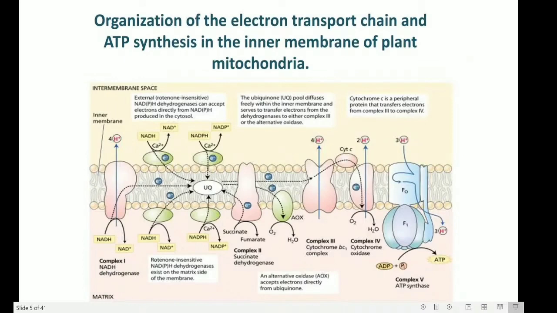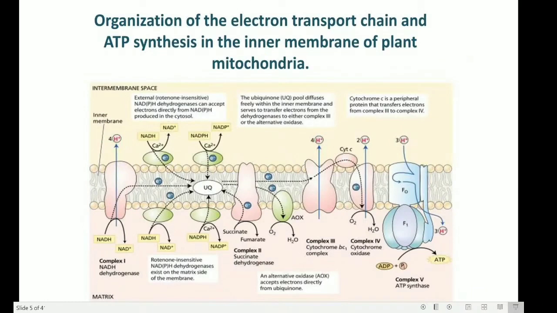This ATP synthase helps to convert ADP to ATP. In this step, it's absorbing three H+ ions, three hydrogen ions, from the external surface, and it's utilizing those ions and producing ADP to ATP. Now you can understand the concept of the ATP synthase.